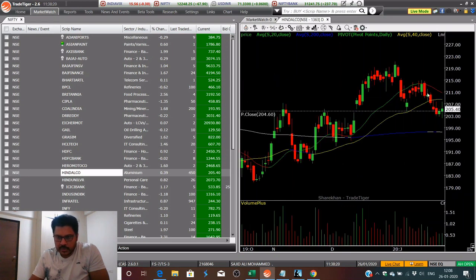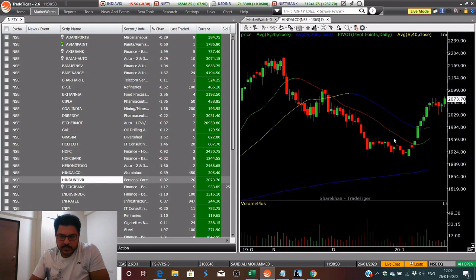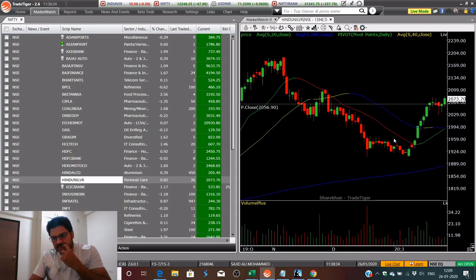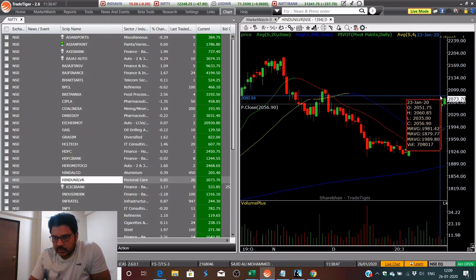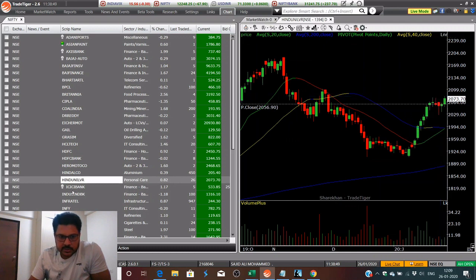Hindalco can stay in this zone for some time. Better avoid this. Hindustan Unilever, crossover is happening and it is above both key moving averages, and it has given a closure near to its previous high. So watch for this level. Your buy has to be above 2080.